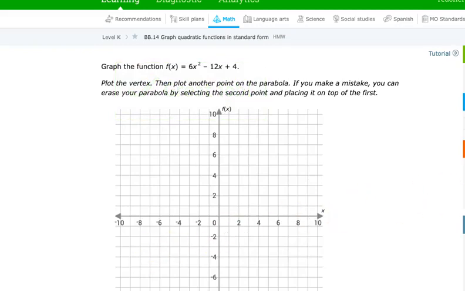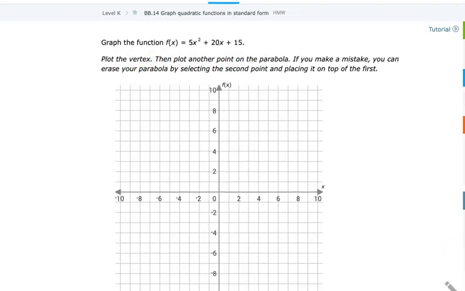Okay, let's see here. And I'm going to see if I can grab a new equation for us. All right, so we have a new function here. F of x equals 5x squared plus 20x plus 15. Remember again, that's y equals ax squared plus bx plus c. We start by plotting the vertex, in standard form. We'll start with the vertex. So axis of symmetry, where x equals negative b over 2a.